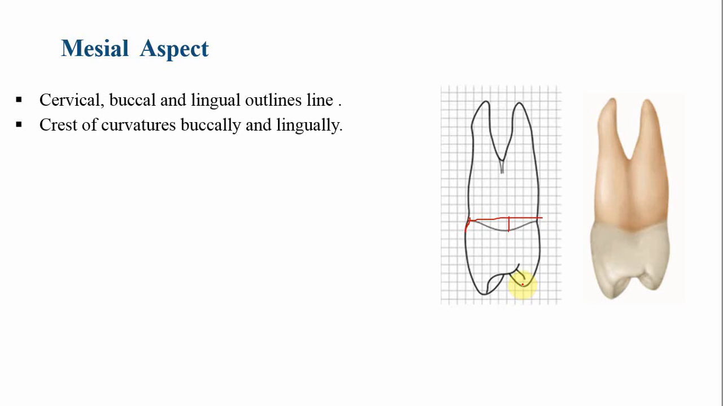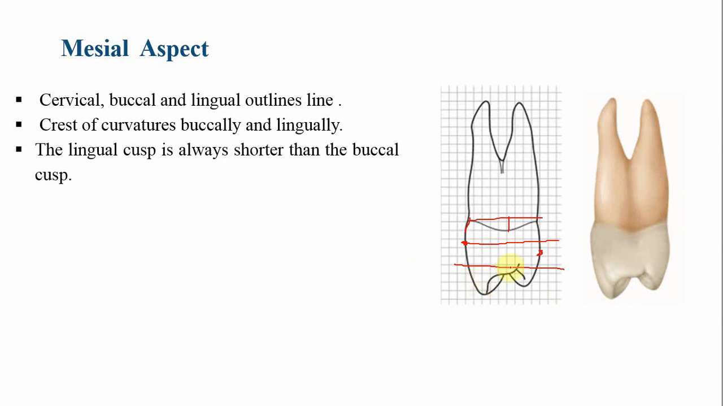Now the location of the crest of curvatures or heights of contour buccally and lingually. The buccal height of contour is located at the junction between the cervical and the middle third. So this is the location for the buccal crest of curvature, while the lingual crest of curvature is located in the center or the middle of the middle third of the crown.